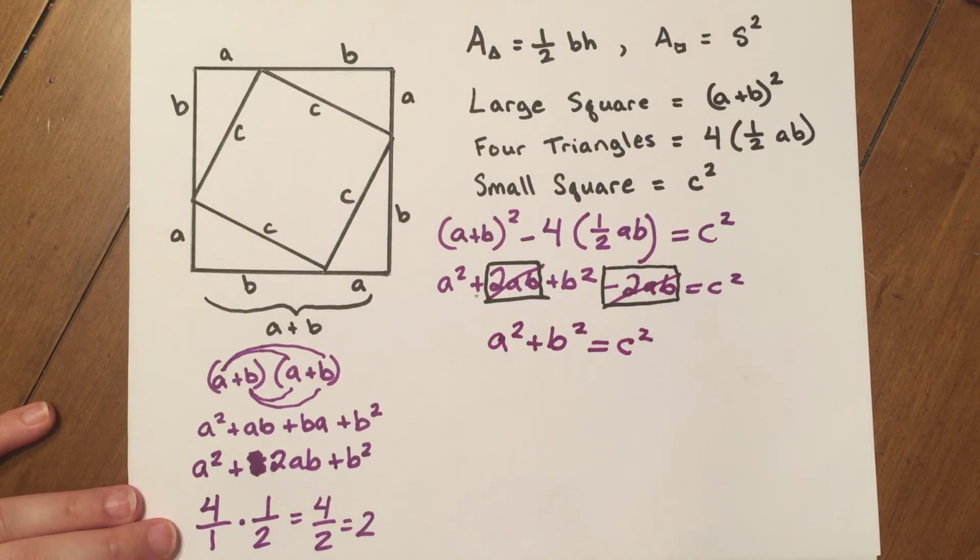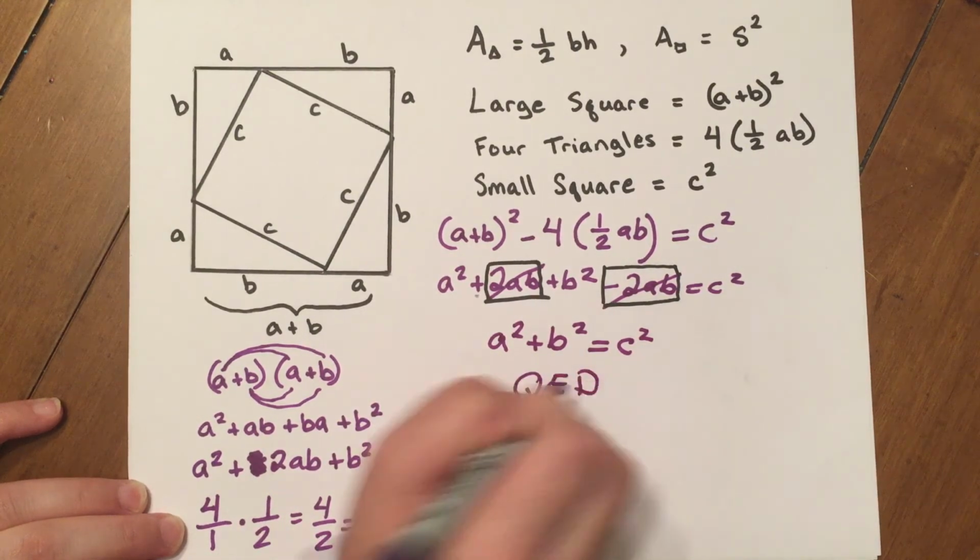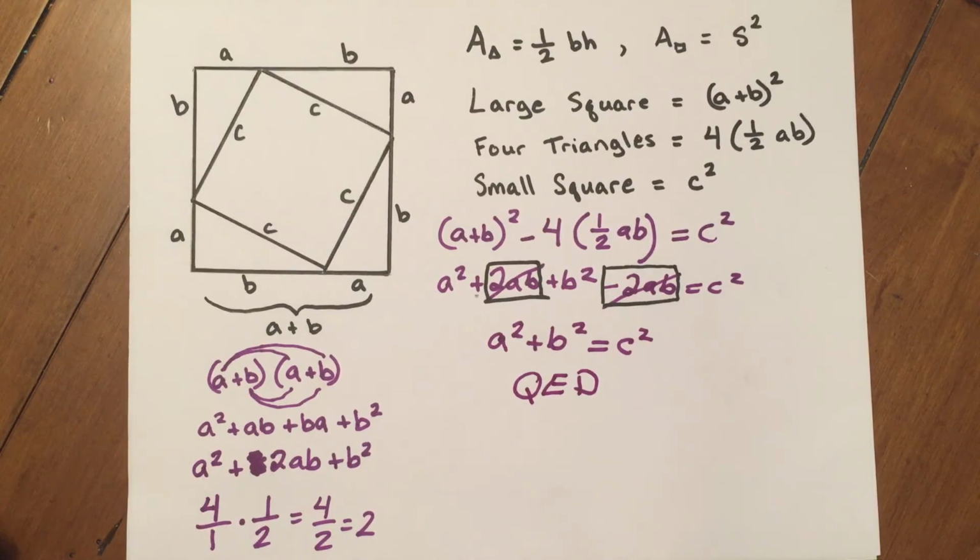So when we end a proof in math, we like to end it with QED, which is short for a Latin phrase that basically means that which was to be shown. And we have shown what we wanted to do. We have proven the Pythagorean theorem. And now the next time you are given a triangle and told to solve for the third side, if it's a right triangle, now you know why it works.